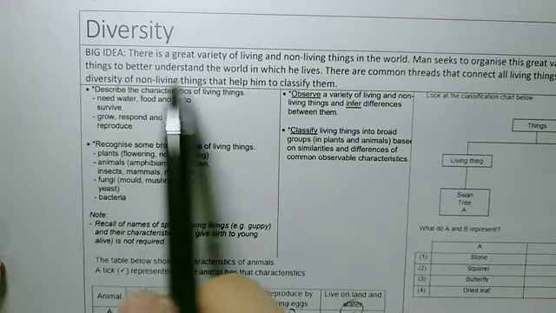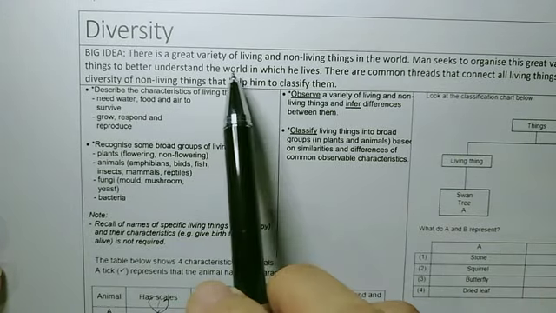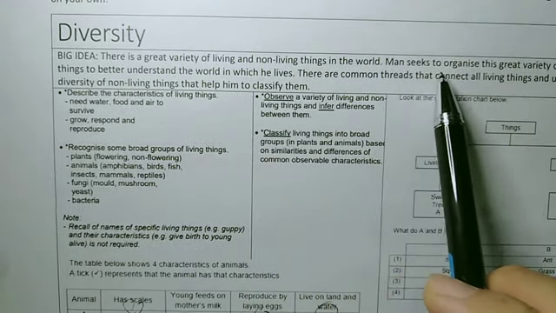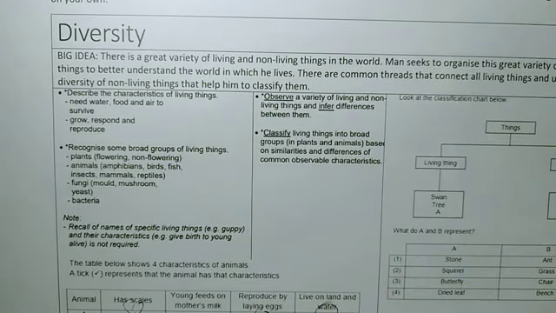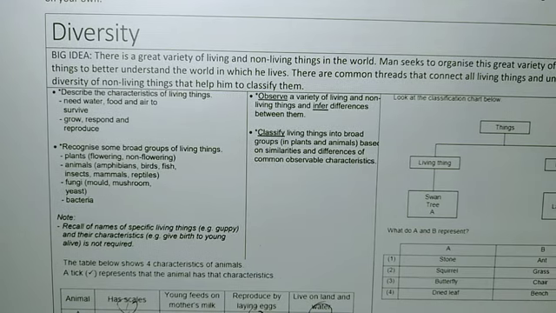So this is a general idea behind diversity. There's a great variety of living and non-living things in the world. Man wants to organize all these great variety of living and non-living things. So how do we organize them? We classify them. And how do we classify them? Using their general characteristics. So mankind devised, for example, this group of animals are covered with fur, so we will call them mammals. This group of animals, they lay eggs, so they are not mammals, they are something else. This group of animals with 6 legs, so they are insects. So and so forth.